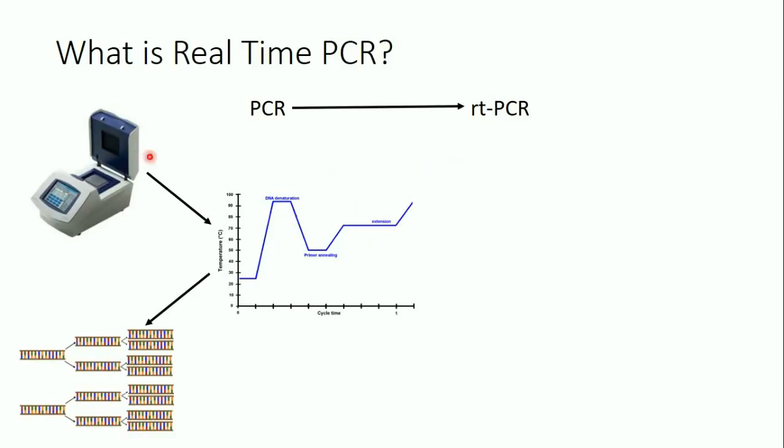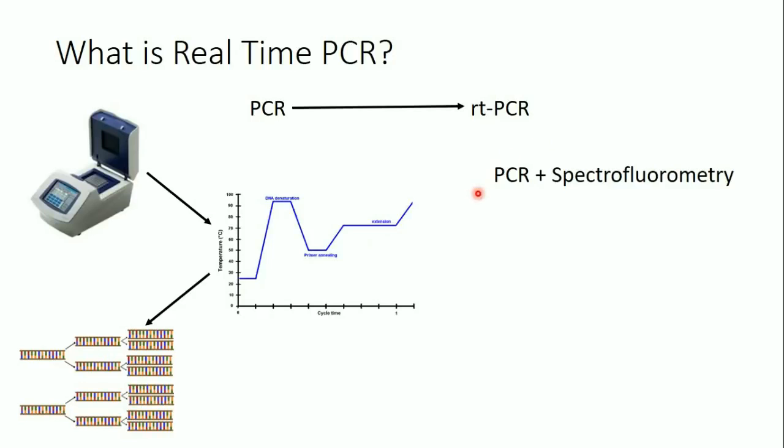Now, of course, in PCR, what we can do is to set the time. We can set the time for 1 hour, half an hour, or so on. And at the end of the PCR process, we can get our sample and we can measure the amount of DNA we have at the end of the PCR. But we will never know how much DNA we had during the cycle. And this is the modification in the real-time PCR, because real-time PCR is a combination between PCR and spectrofluorimetry.